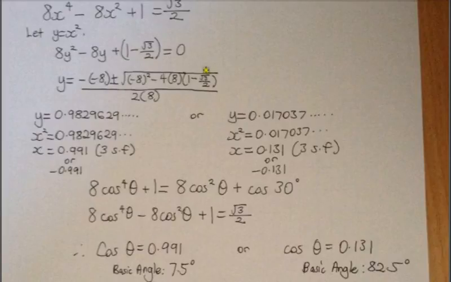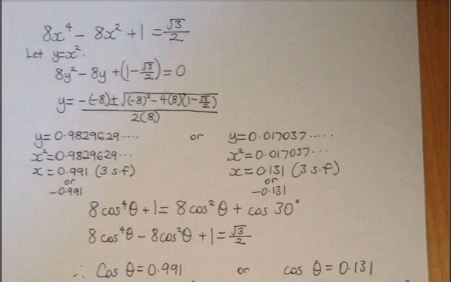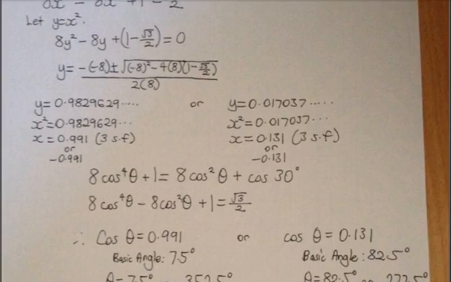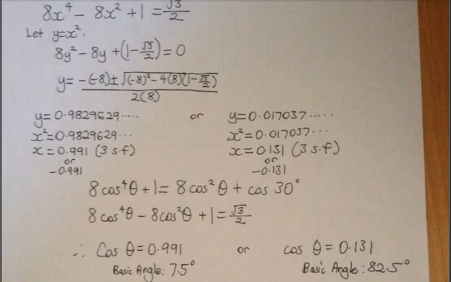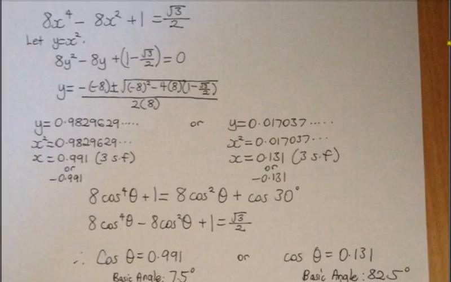Okay, in this question, we're required to solve this equation: 8x to the power of 4 minus 8x to the power of 2 plus 1 equals square root of 3 over 2. So we use a substitution y equals x squared and simplify. We get 8y squared minus 8y plus (1 minus root 3 over 2) equals 0. So we use a quadratic formula to simplify the answer.